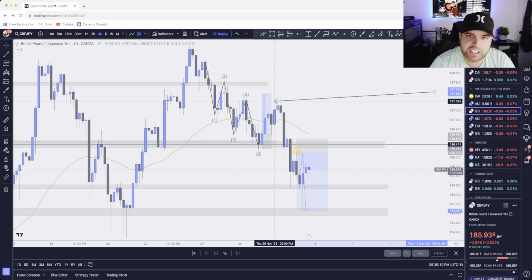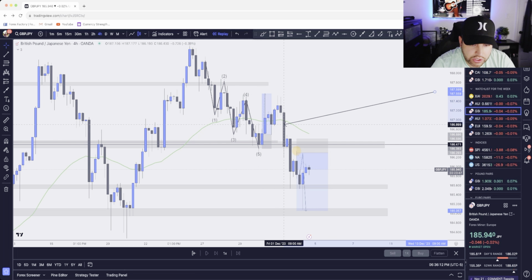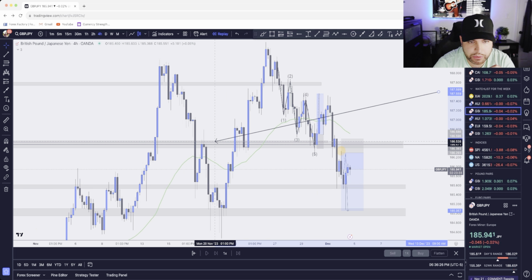So how do we find these perfect entries? We have to look at the bigger picture always. We knew that this was a major area of structure that was broken. So pay attention to this. The fact that we broke this previous area that price in the past had respected as resistance, we can see it over here. I'm going to show you exactly what I'm talking about.